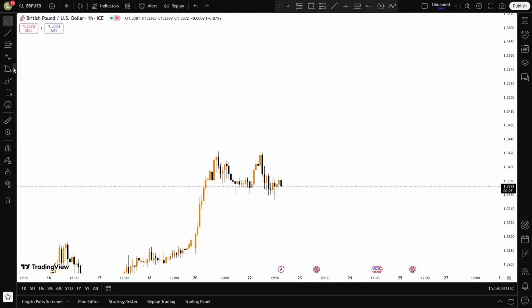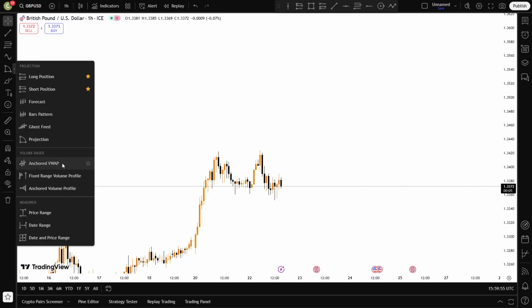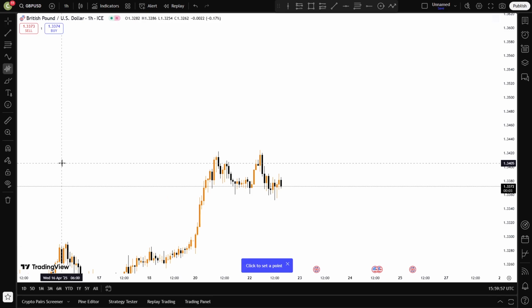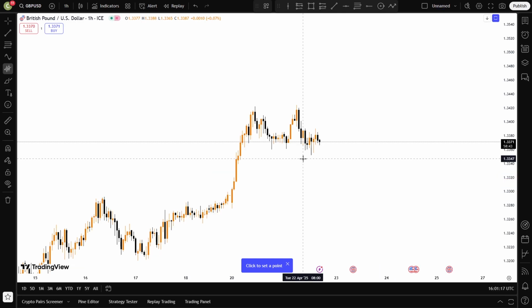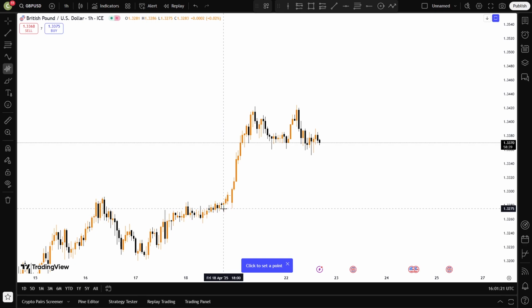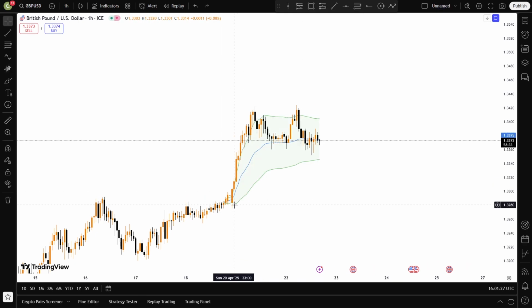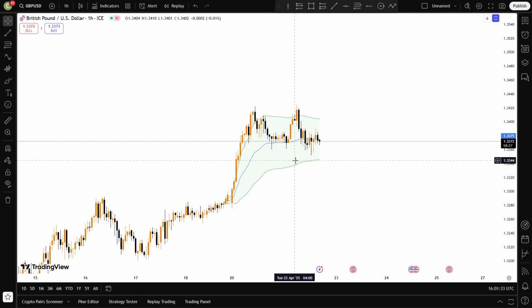And now we head to the volume based tools, and under that we have the anchored VWAP. So the anchored VWAP is used to show the average price weighted by volume starting from a specific point that you choose. So example, I can just click on this particular area and you see that there is a drawing indicating the average price weighted by volume. It's perfect for analyzing institutional footprints and also acts like a dynamic support or resistance.